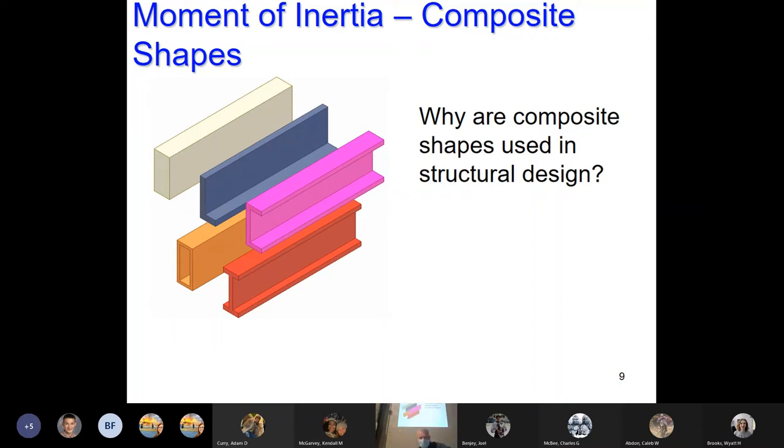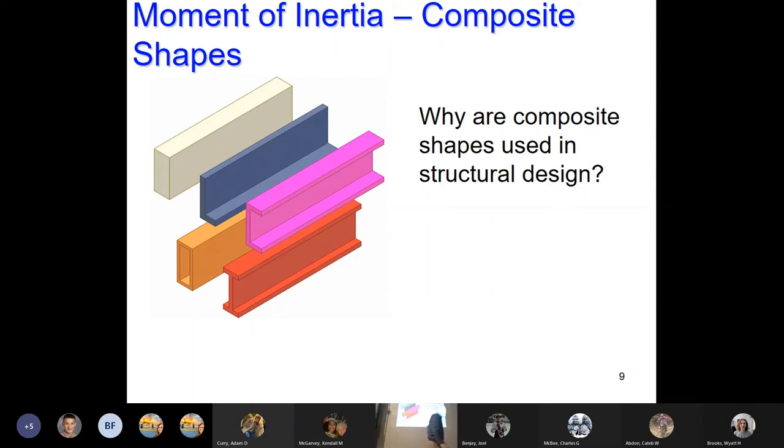Okay, so there's an angle bracket in there. The blue one is sort of an angle. The orange one is a box tube. Anybody know the pink one, what we call that? Close. It does have a C in it. C channel. All of those are different ways of gaining strength through the shape of the object.